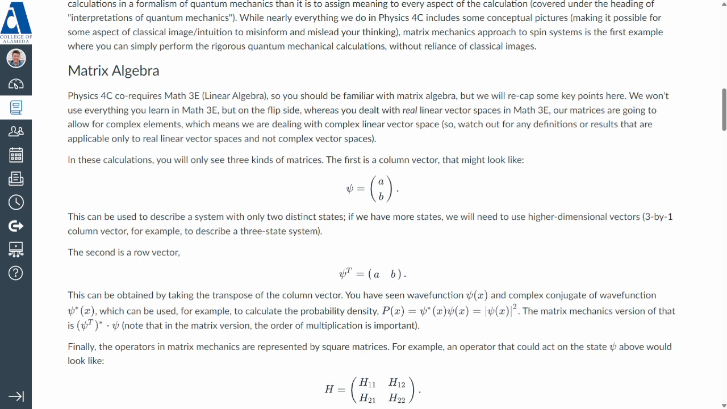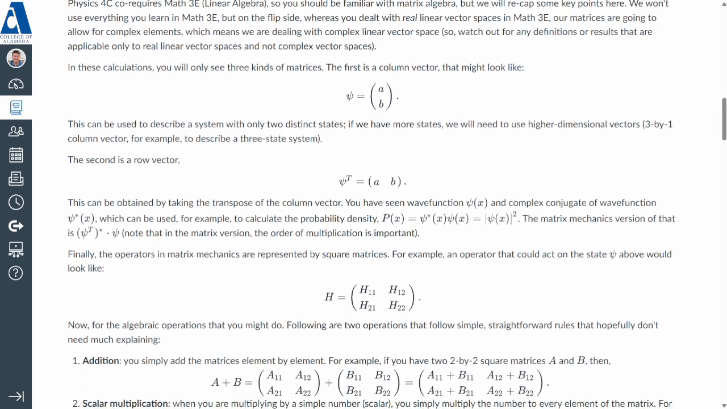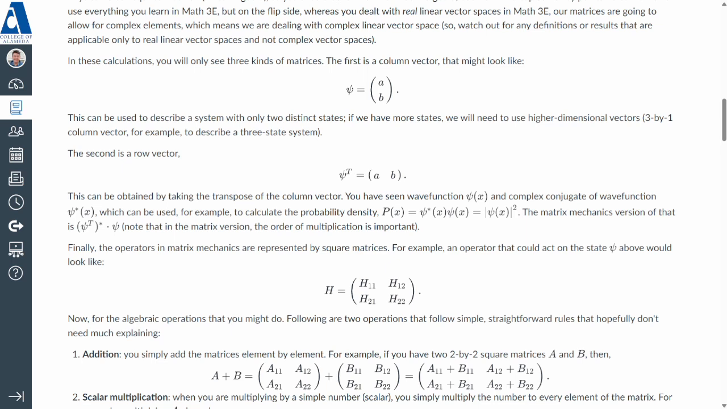The second is a row vector. On the screen is shown an example of a row vector, which I'll read out loud: psi transpose is equal to the two elements A and B arranged horizontally, again enclosed by round parentheses. This can be obtained by taking the transpose of the column vector. You have seen the wave function psi of x and the complex conjugate of the wave function, psi complex conjugate of x, which can be used, for example, to calculate the probability density.